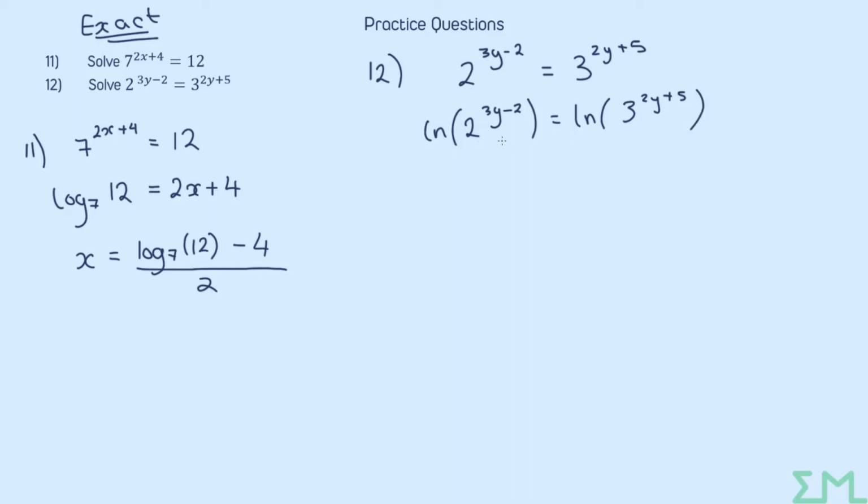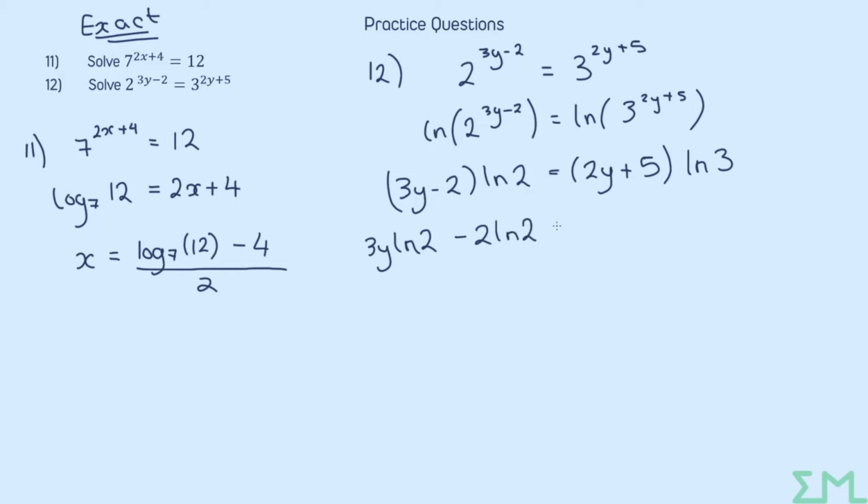Okay, so applying ln to both sides, what that allows us to do is bring our powers down, so that we now have our y terms appearing as just normal linear terms, rather than being stuck up in that power. Okay, so 3y ln 2, remember I mentioned before, I like to keep my lns on the end of the term, so there's no confusion what's inside the log. 2y ln 3 plus 5 ln 3.